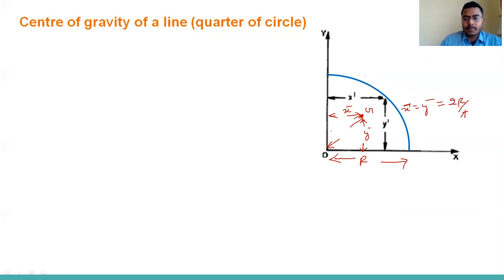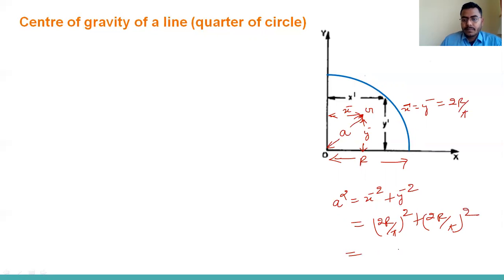So that we can also calculate by using the Pythagoras theorem. So we can write, suppose this length is a, right? So we can write a square using x dash square plus y dash square. So what we are getting: 2r pi whole square plus 2r pi. So by doing this, we will get 2r pi into root 2. Means we are getting 2 root 2 r divided by pi. Right?